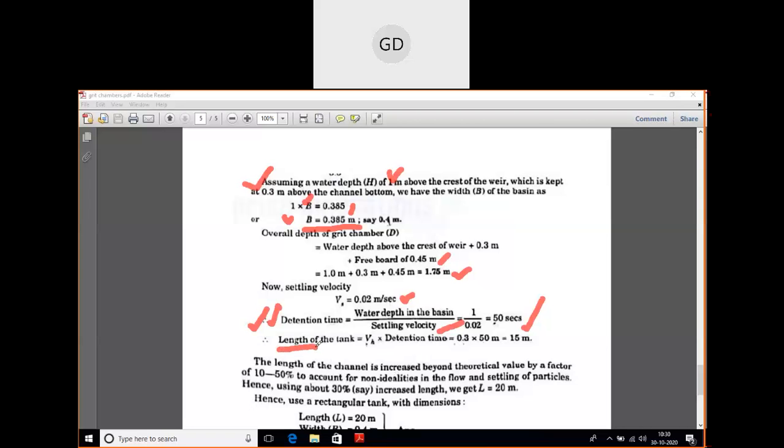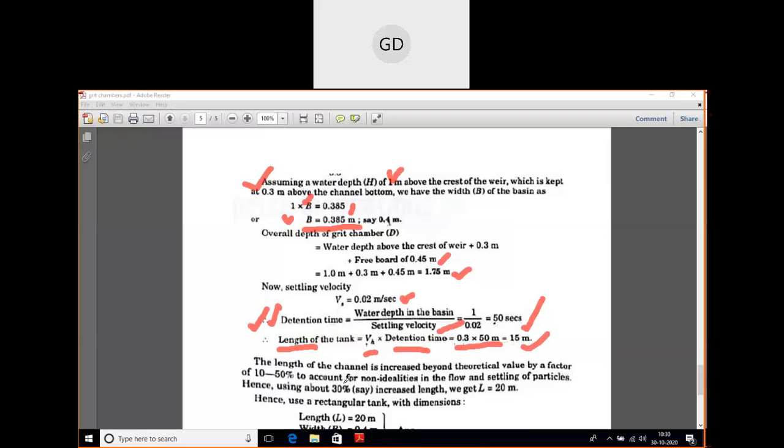So what is the formula for length of the tank? It is VH, that is your velocity in the horizontal direction, into your detention period or detention time. So VH, how much did you get? You got it to be 0.3 into 50 meter, or it is your 15 meter. Okay, so the length of the tank, you got it to be 15 meter.